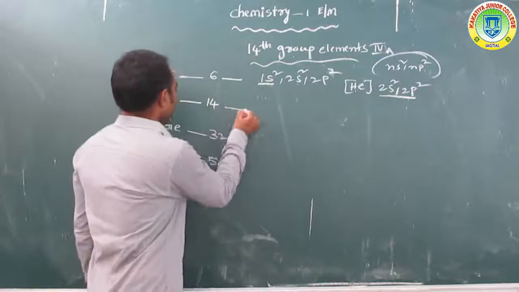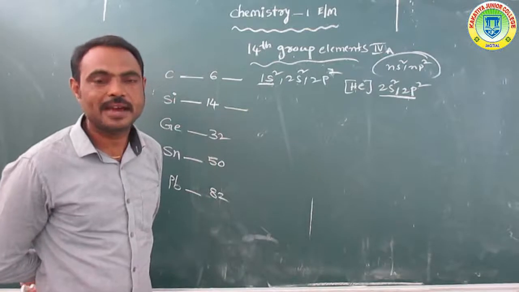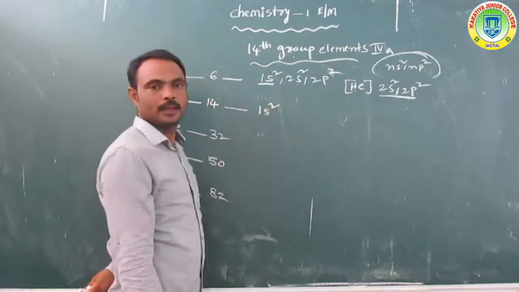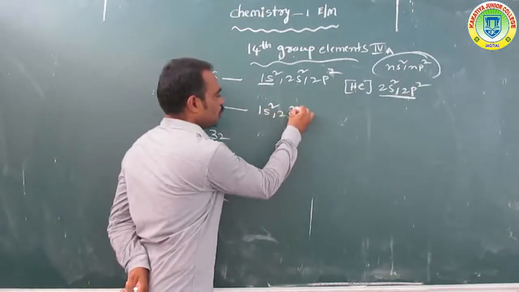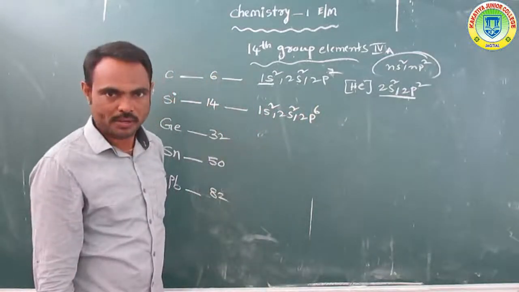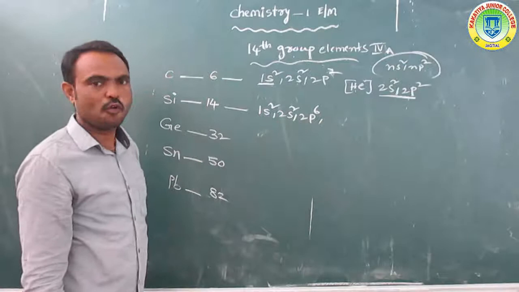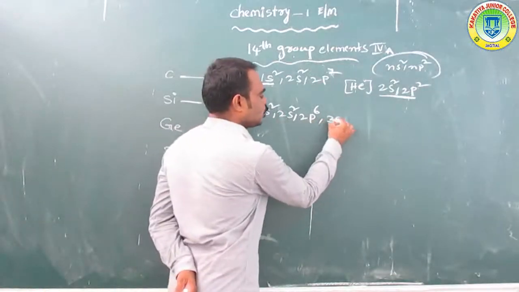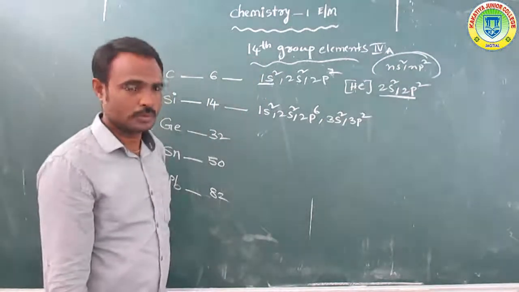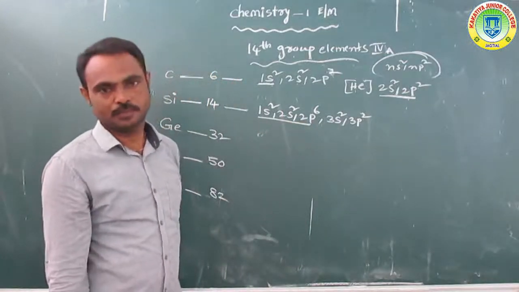Next, we write the silicon electronic configuration. 1s2, 2s2, 2p6, total 10 electrons, remaining 4, total 14: 3s2, 3p2. So it is equal to the neon electronic configuration.